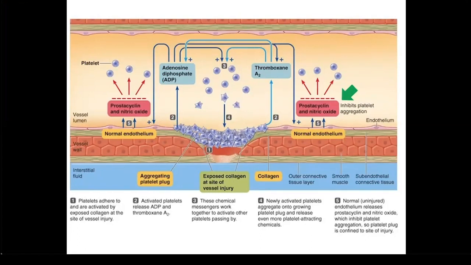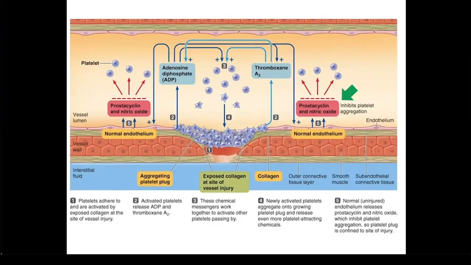In this illustration, we can see the platelet plug formation occurring. So if you begin at the left with number 1, the platelets are going to adhere and are activated by the exposed collagen at the site of vessel injury. Remember that in order for the platelets to bind to the collagen, they will need the von Willebrand factor released by the endothelial cells. Activated platelets in number 2 will release ADP, thromboxane A2, as well as serotonin. Remember that ADP, thromboxane A2, and serotonin will attract other platelets to the area.